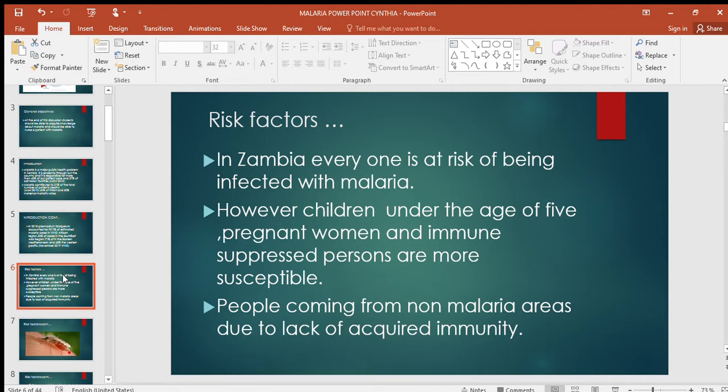Now let's move on to the risk factors. Who are the people who are at risk of having malaria? In Zambia, everyone is at risk of being infected with malaria. However, children under the age of 5, pregnant women, and immunosuppressed persons are more at risk of having malaria. This is due to reasons that we are going to look at. Also people coming from non-malaria areas, like tourists or people who travel to countries where there is no malaria, are at risk because they do not have acquired immunity.